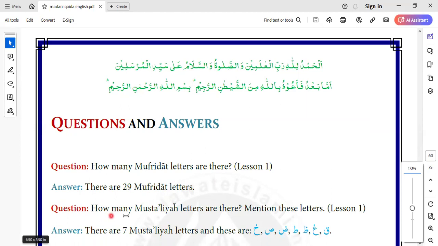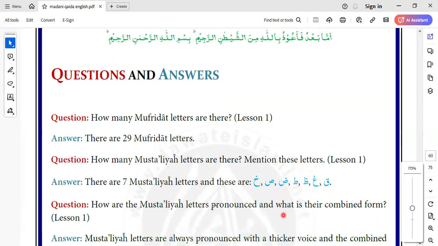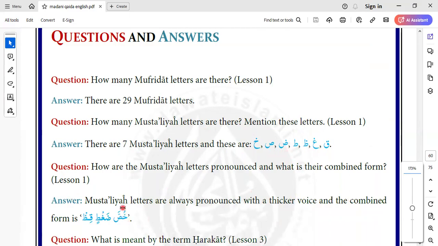Question: how many mustaliyah letters are there? Mention these letters. Answer: there are 7 mustaliyah letters and these are kha, sad, dad, ta, za, ghain, qaf. Question: how are the mustaliyah letters pronounced and what is their combined form? Answer: mustaliyah letters are always pronounced with a thicker voice and the combined form is khussa, dawtin, qiz.